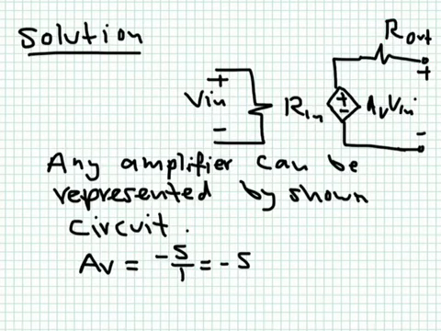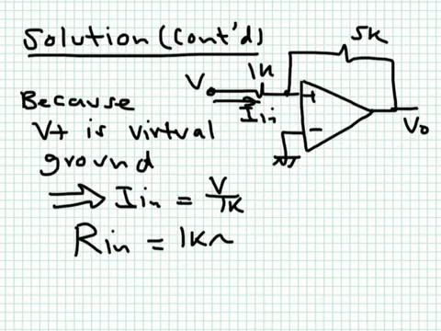Now we'll move to determine the output resistance. So for the input resistance, as we agreed, this is ground, this virtual ground. Then the resistance seen between here to ground is simply equal to 1K. And the input current is equal to whatever voltage you put here divided by 1K. So Rn is equal to 1K.